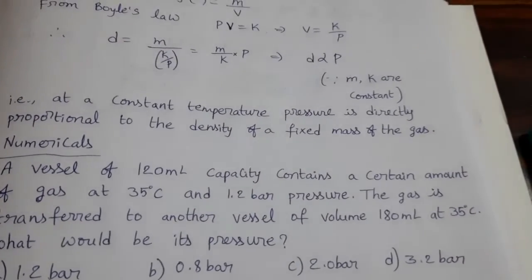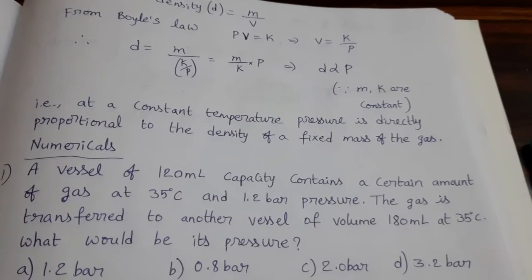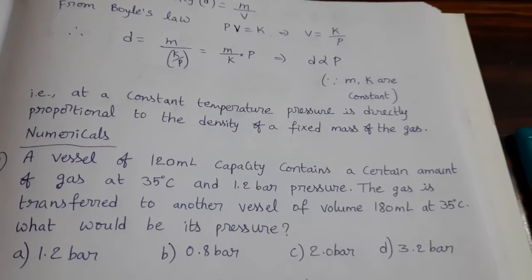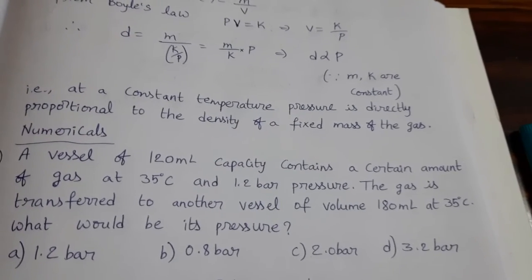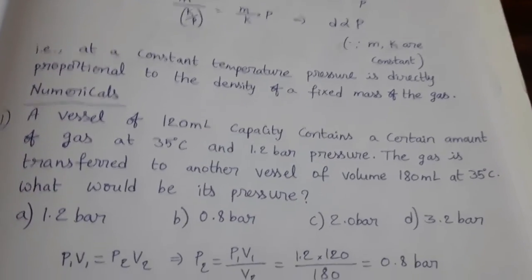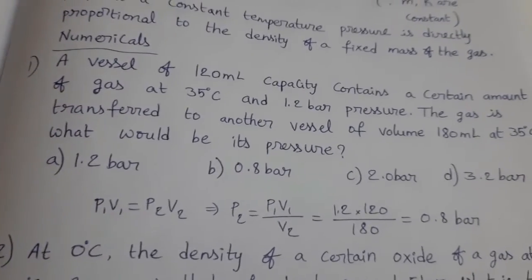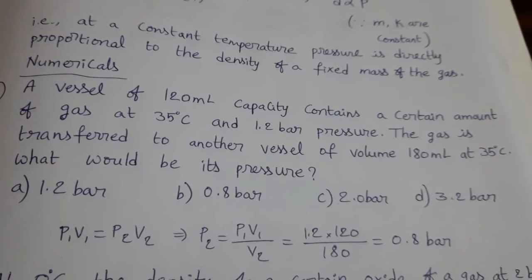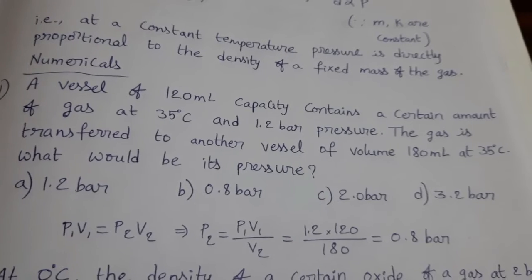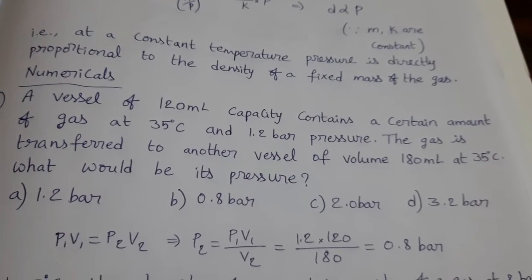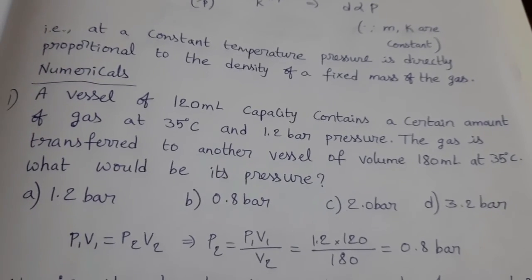Initial pressure P1 equals 1.2 bar, V1 equals 120 ml, V2 equals 180 ml, and P2, the final pressure, we should find out. So the suitable formula is P1 V1 equals P2 V2, so P2 equals P1 V1 divided by V2. Substitute the values, then by doing the calculation we get P2 equals 0.8 bar. What is the option? Option B is the answer.